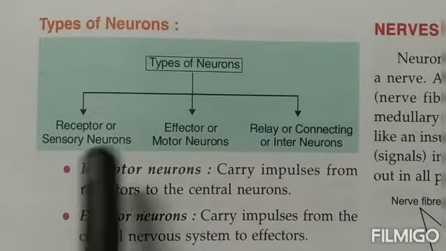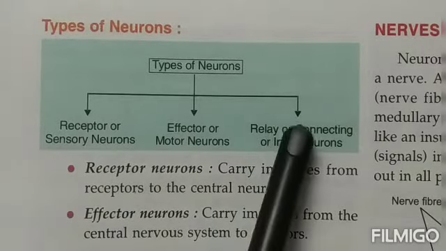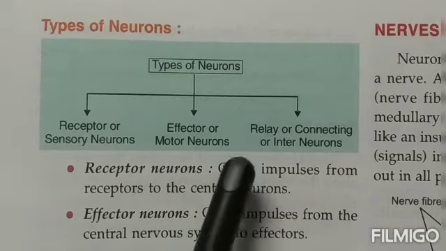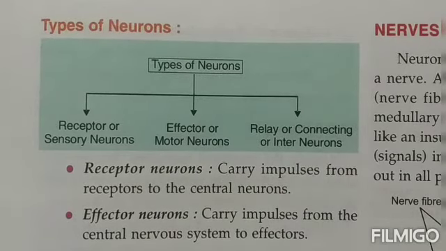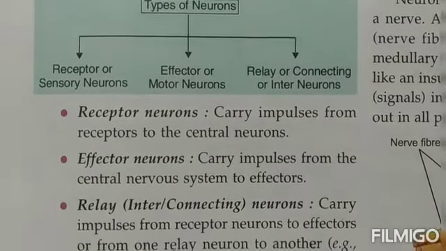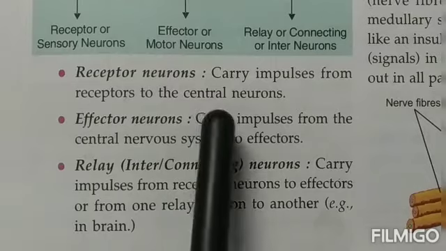Coming to the types of neuron. How many types of neurons are there? Now, there are three basic types of the neurons, children. The receptors, effectors, and the relay or the connecting interneurons. Now, starting with one at a time, the receptor neurons. Now, what is the function of these neurons? That is what we are going to see, children.